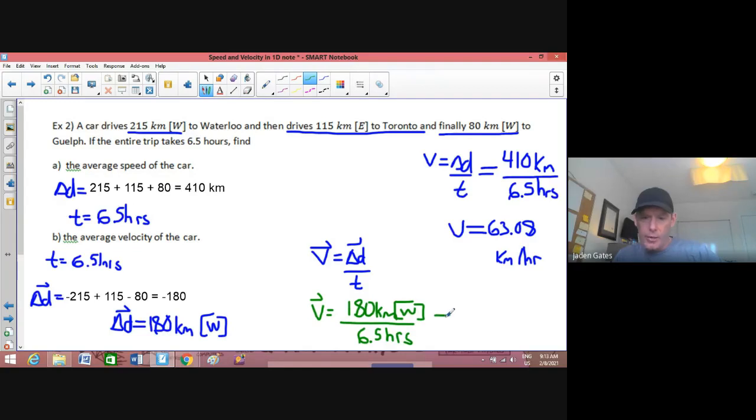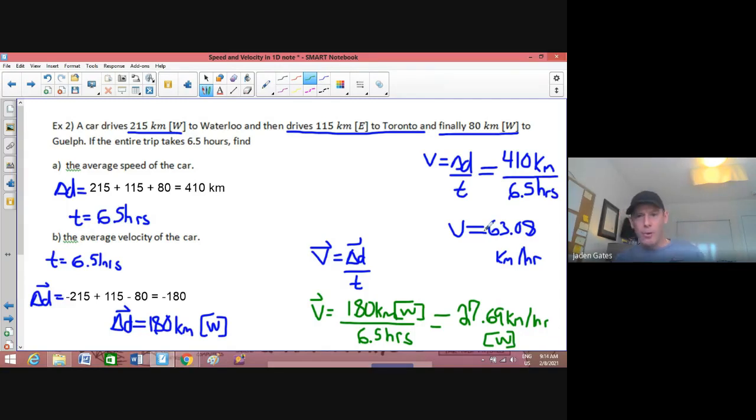And I divide those two. How am I looking for decimals here? I am getting a decimal again here. Okay. 27.69 kilometers an hour. And again, velocity has direction. And so we're looking at west.